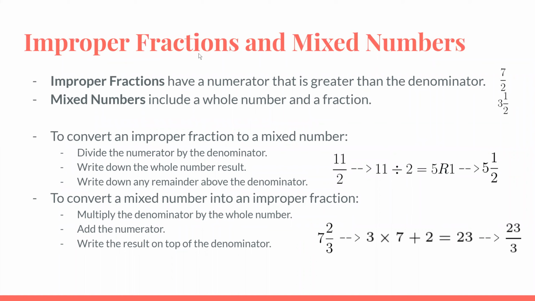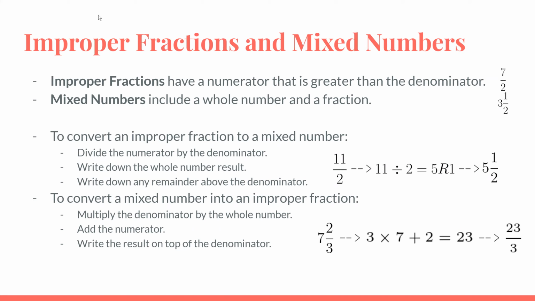All right, now we'll be talking about improper fractions and mixed numbers. Improper fractions have a numerator that is greater than the denominator. As seen here, 7 upon 2. 7 is clearly greater than 2, right there. And then mixed numbers include a whole number and a fraction.